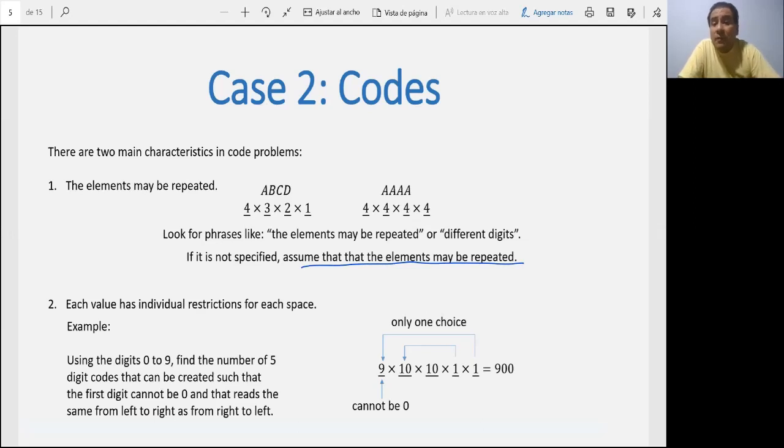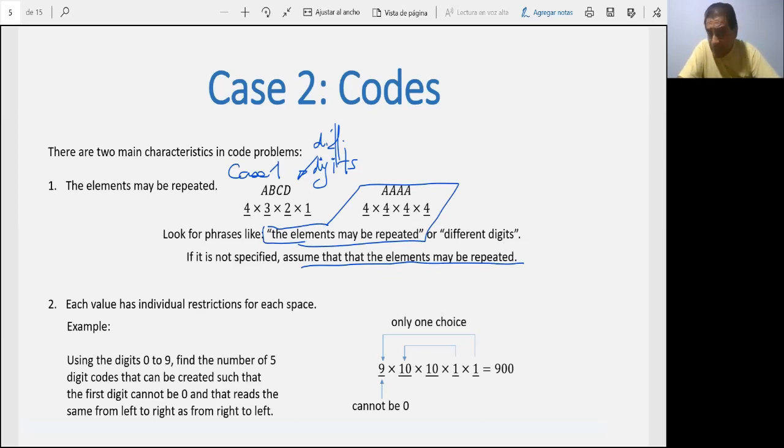So here, for the number of codes that you can form with the 4 different elements, it's just similar to case 1, okay, when they tell you that they're different digits. It's similar to the rearrangement of 4 different elements. But what about when they tell you that the elements may be repeated? Well, it's actually this situation, right?